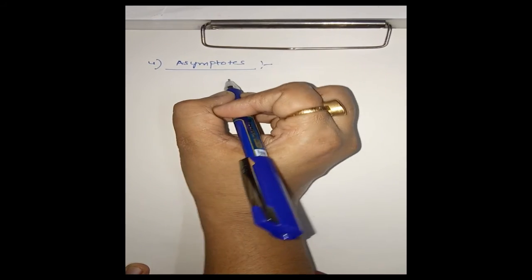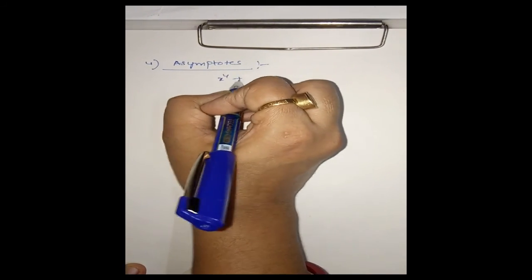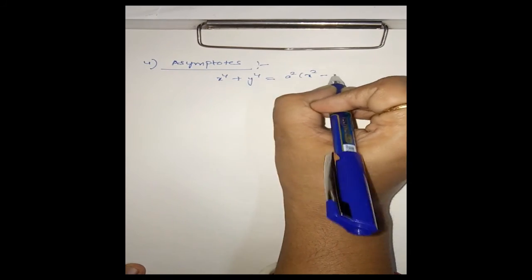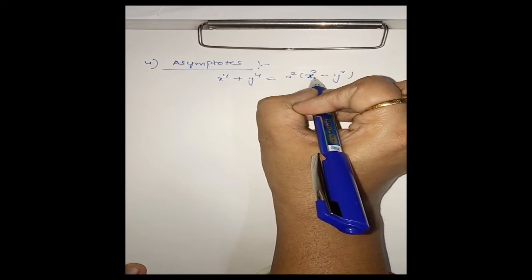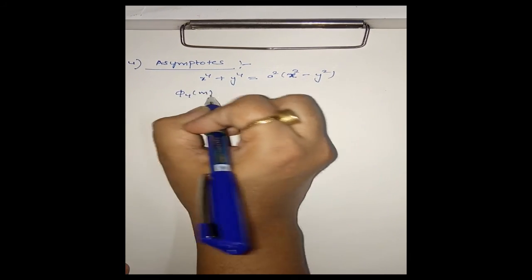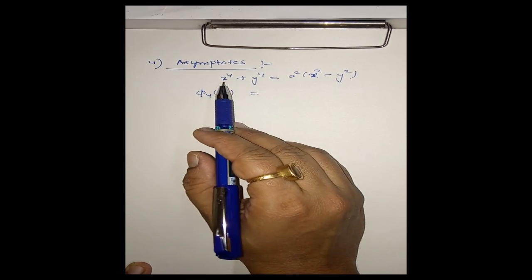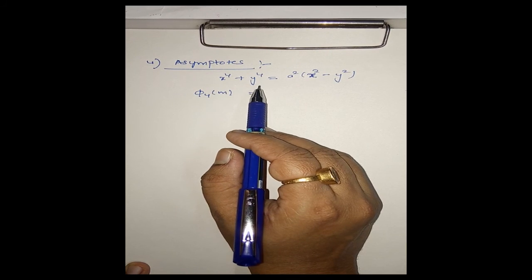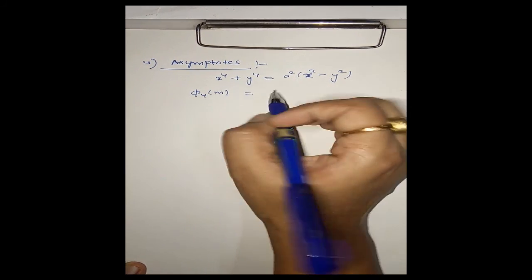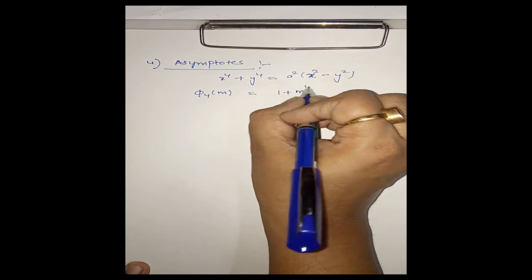Okay. Now, the equation is x power 4 plus y power 4 is equal to a square into x square minus y square. The highest degree in this equation is 4, and phi 4 of m will be obtained by taking x to be 1 and y to be m in the highest degree. Here the highest degree is 4, therefore phi 4 of m will be 1 plus m power 4.